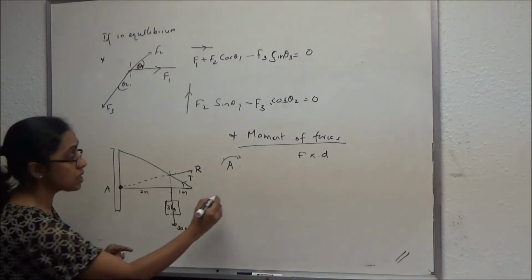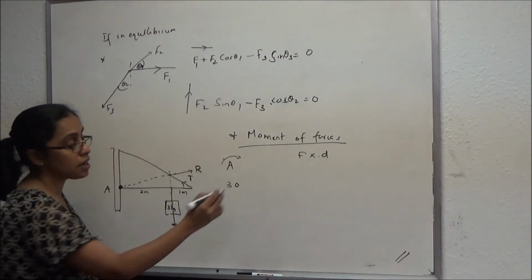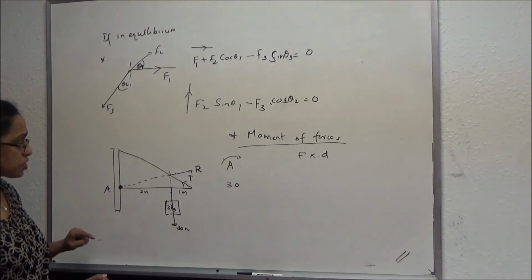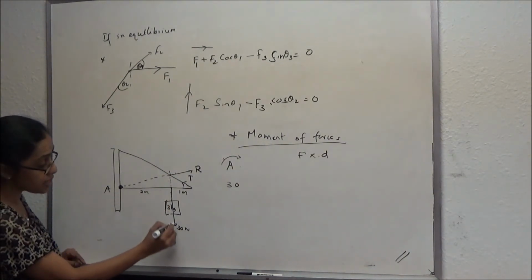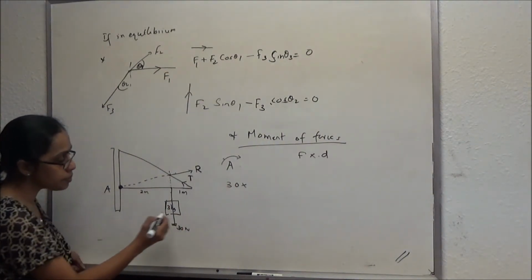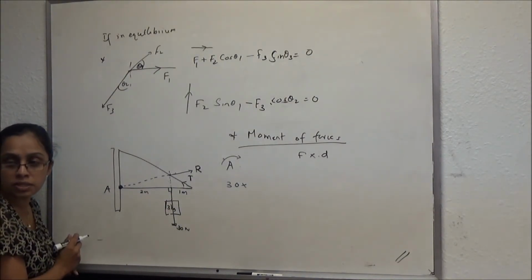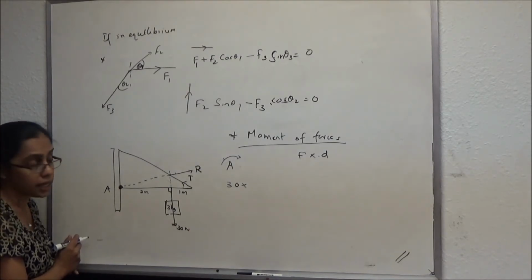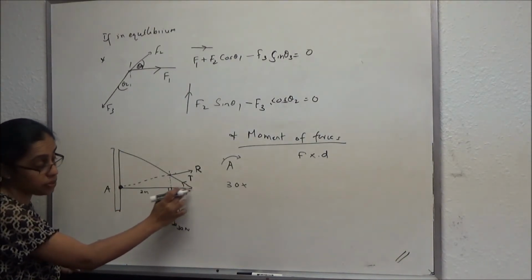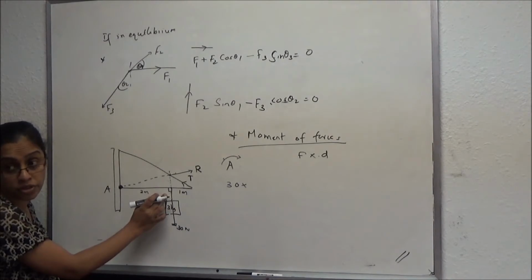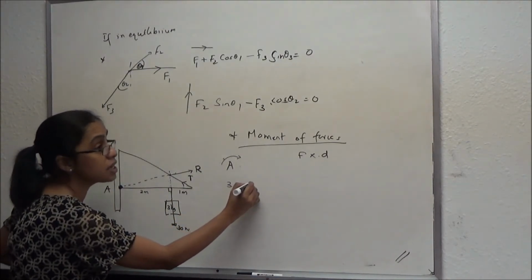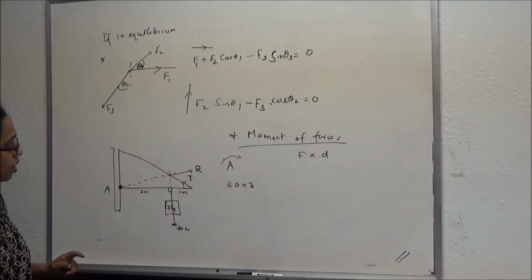Okay? So moment, I told you, is force into the perpendicular distance. The force is 30, and what is the perpendicular distance? What is the perpendicular distance? 4. 3. Not 2. 4 is up to here. Oh, yeah. This square is hung at 3. Yeah. So 30 into 3. Got it?